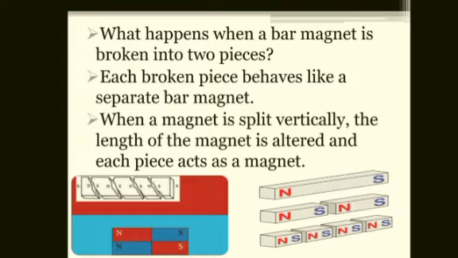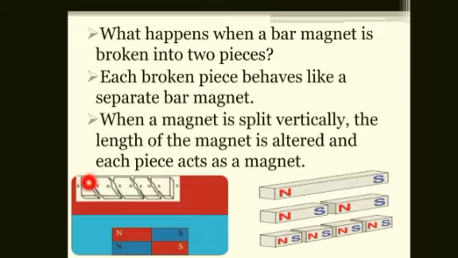What happens when a bar magnet is broken into two pieces? Each broken piece behaves like a magnet. That is, each broken piece behaves like a separate bar magnet. When a magnet is split vertically, the length of the magnet is altered and each piece acts as a magnet. You can see here in the picture what happens when a bar magnet is broken into two pieces or several pieces. Each broken piece acts like a separate bar magnet.